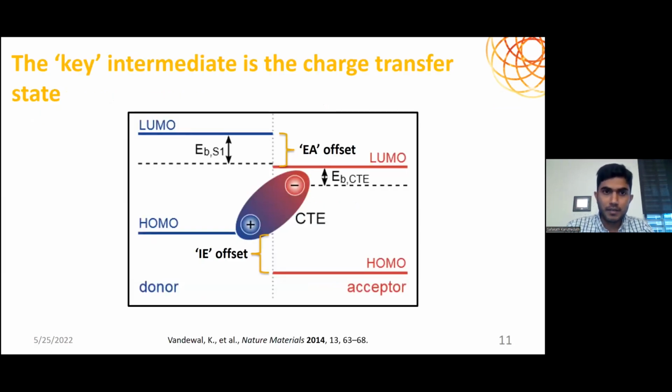As I said, in organic solar cells, one of the key intermediate states is the charge transfer state. Forming the charge transfer state is important. We normally have some voltage loss because of the LUMO offset and also the HOMO offset. But in non-fullerene organic solar cells, we showed that the LUMO offset can be neglected, but we really have to consider the HOMO offset.